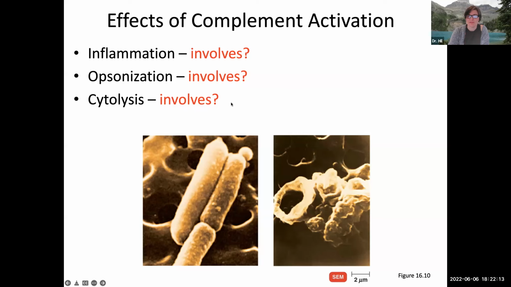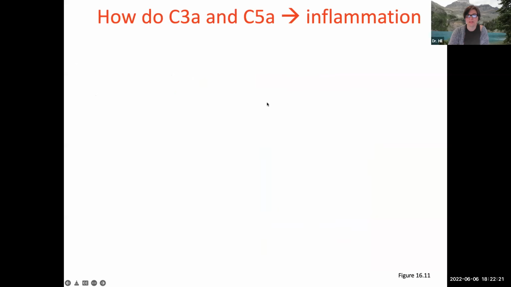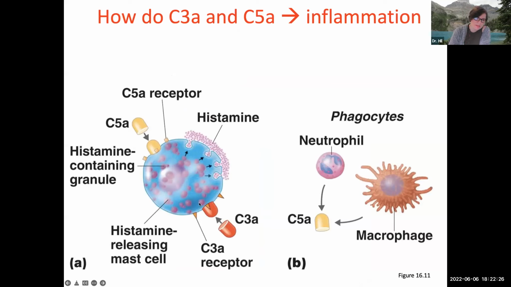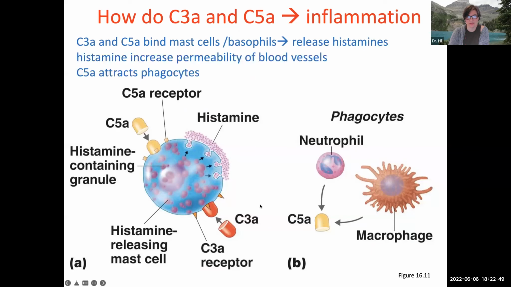That's right, C5. So that creates C5b, which organizes C6, 7, 8, and 9. Okay. Let's have a closer look at how this works. So these are histamine releasing mast cells that have cellular receptors for C5a and C3a. When that binding event occurs, it triggers the release of histamine containing pouches. This is a pro-inflammatory cytokine. And then C5a also additionally acts as a chemoattractant for phagocytes like neutrophils and macrophages.